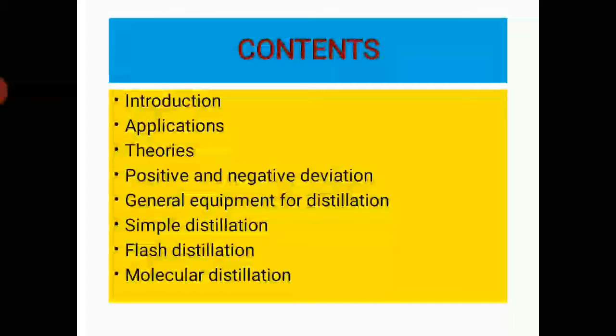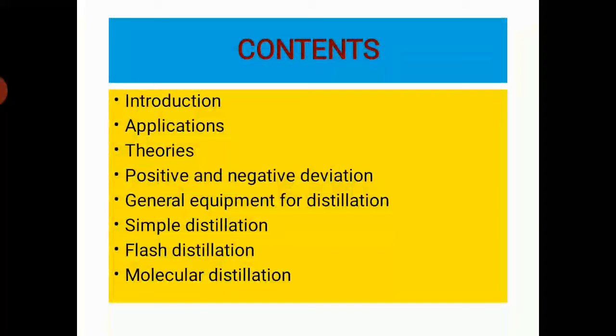And we have two types of deviation, that is positive and negative deviation. And the general equipment for distillation like still, condenser, and receiver. And so many apparatus used for the distillation process. We have three types of distillation methods: simple, flash, and molecular distillation. So we will start with the introduction of the distillation process.